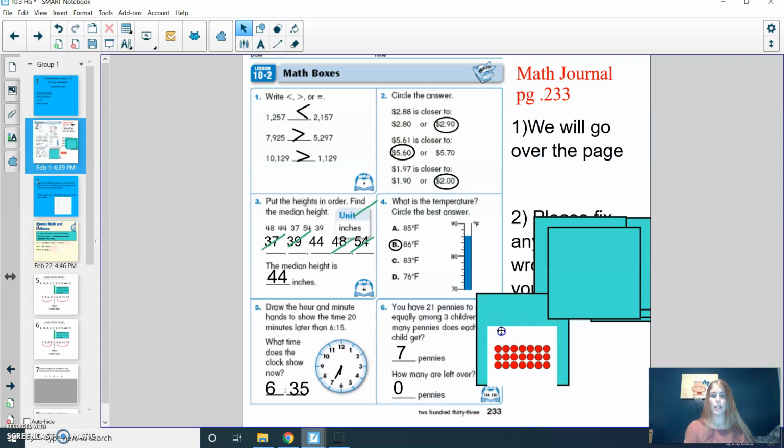If you have 21 pennies and you're sharing those equally among 3 children, I created an array on the side showing my 3 equal rows. I can see that each child would get 7 pennies and there are 0 left over. Please double check, make sure you have this all correct. If you do have any questions, you could ask someone at home or you could also ask your classroom teacher.